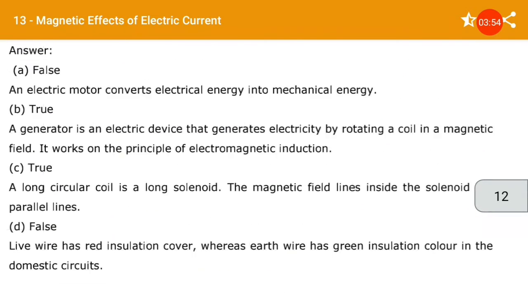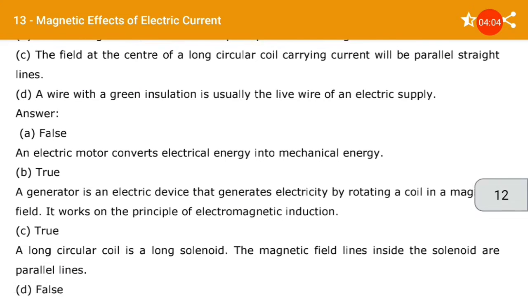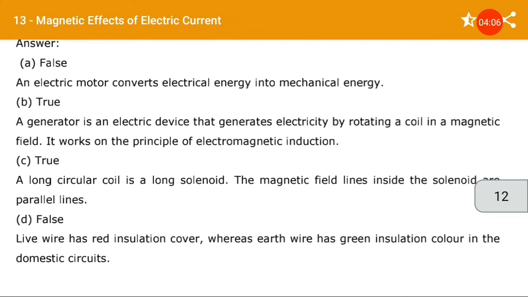Third is, the field at the center of a long circular coil carrying current will be parallel straight lines. So it is false. A long circular coil is a long solenoid. The magnetic field lines inside the solenoid are parallel lines.